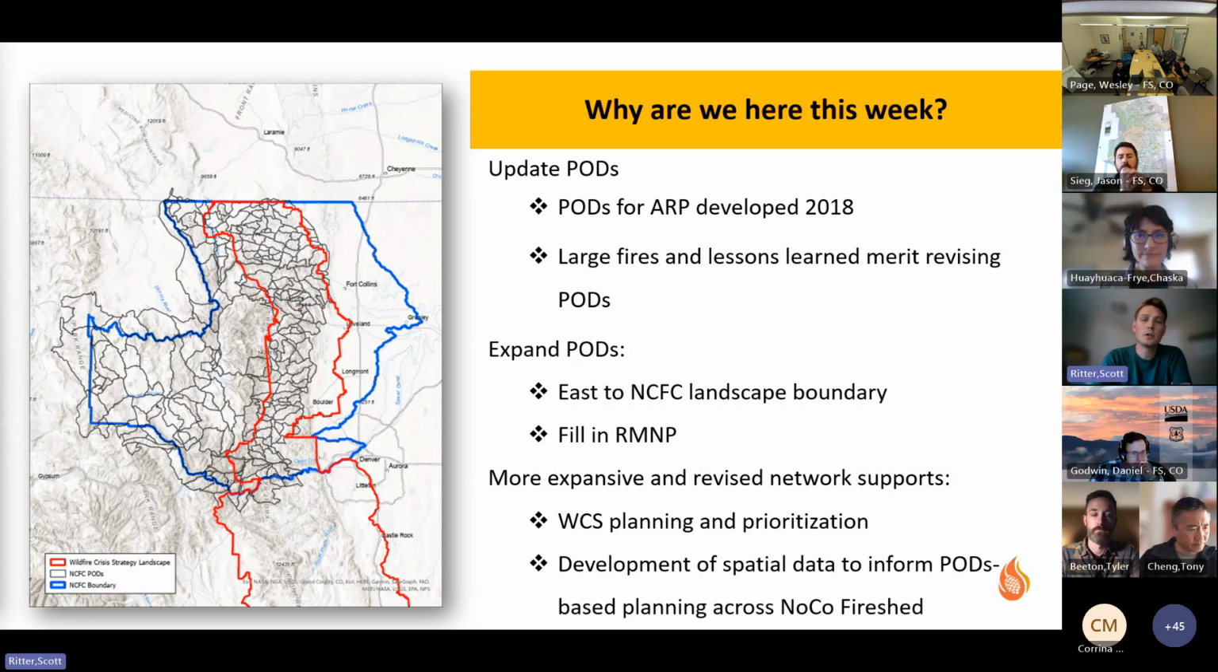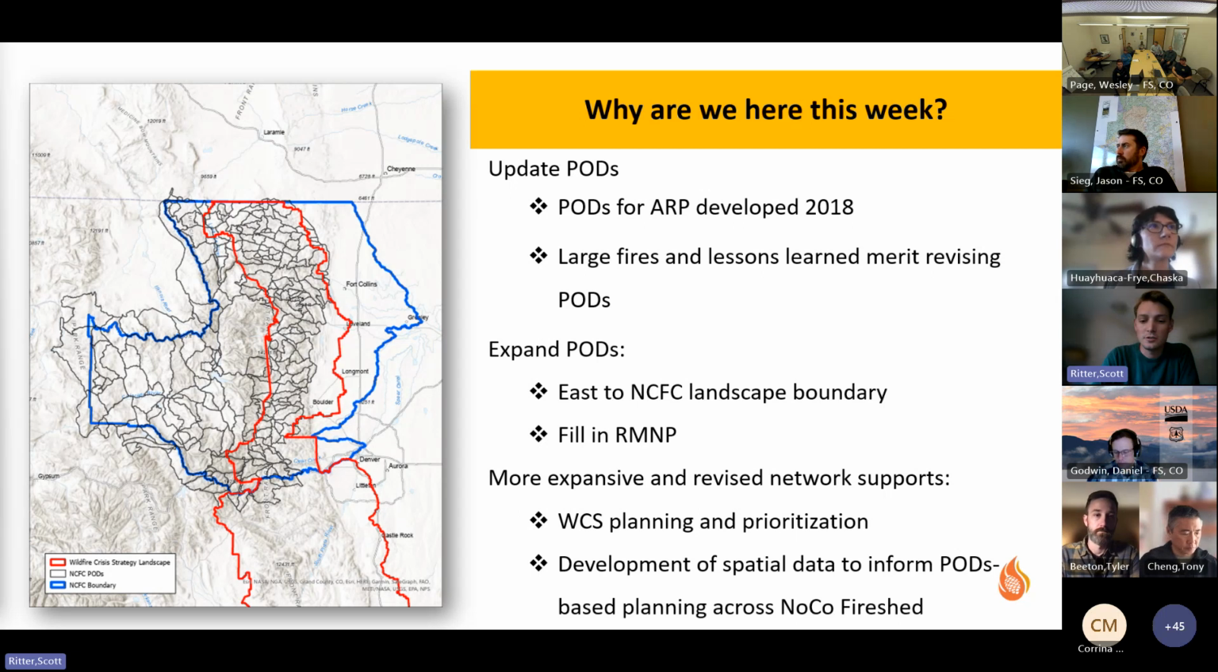So I'm just going to hone in a little bit more specifically on what we're going to be doing here this week. So obviously, we've said it a few times, but the ARP pod network was first developed in 2018. And, as everyone should be well aware, there have been some large fire events since that network was developed, as well as a lot of lessons learned on how to use pods, what makes good lines and things like that. So there's a need to revise the existing network, as well as expand the network.